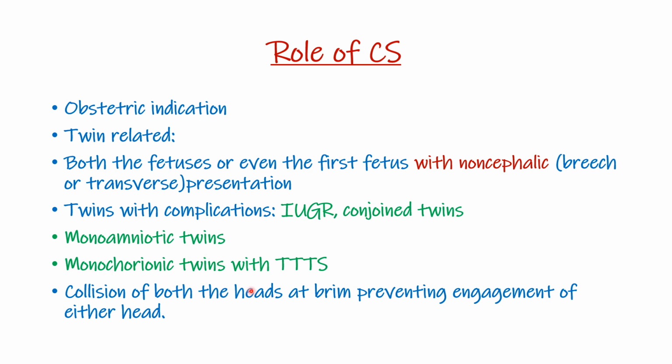And next is monochorionic twins with twin-to-twin transfusion syndrome. In addition to that, collision of both twins at the brim, preventing engagement of either of the heads. We already said you can deliver these twins when they are at vertex presentation. Now assume both twins are cephalic, and both heads come down to the woman's brim, meaning that we have limited space. That is absolutely an indication of cesarean section because neither of the heads can engage.